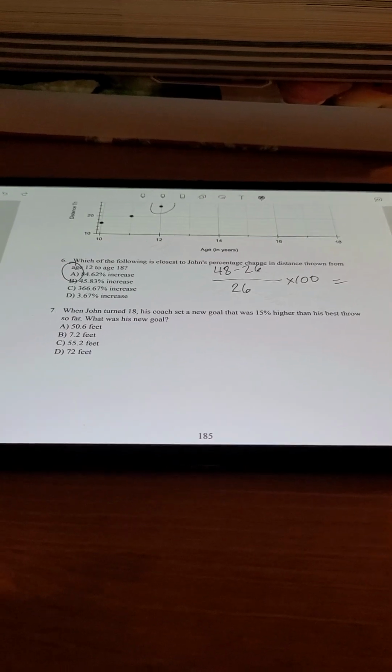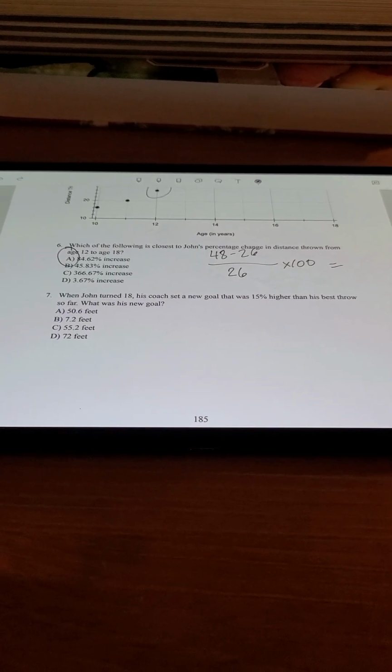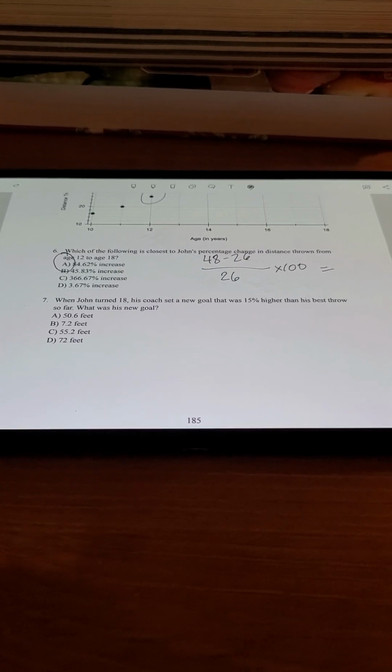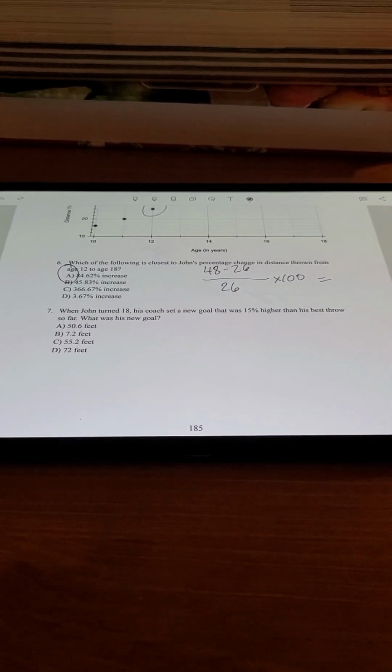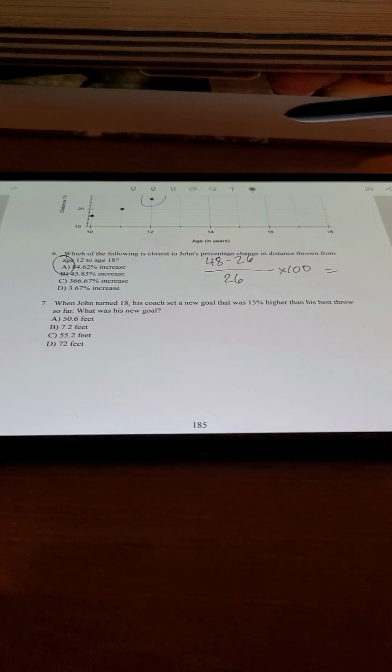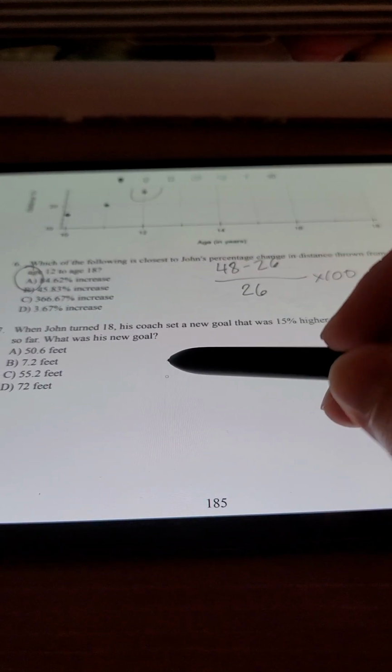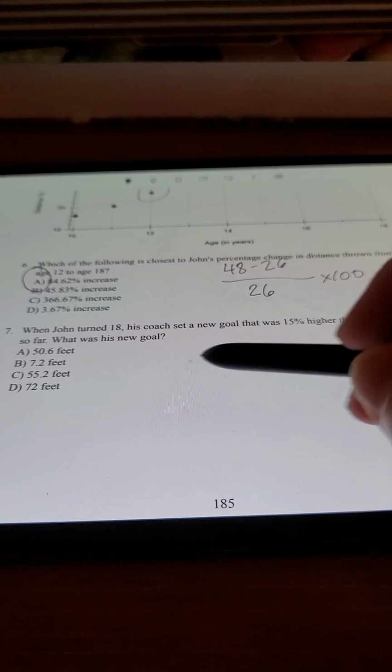Okay, so now let's go to number 7. It says, when John turned 18, his coach set a new goal that was 15% higher than his best throw so far. What was his new goal? So remember, at 18, he was throwing 48 feet. So it's going to be 15% higher than 48 feet.